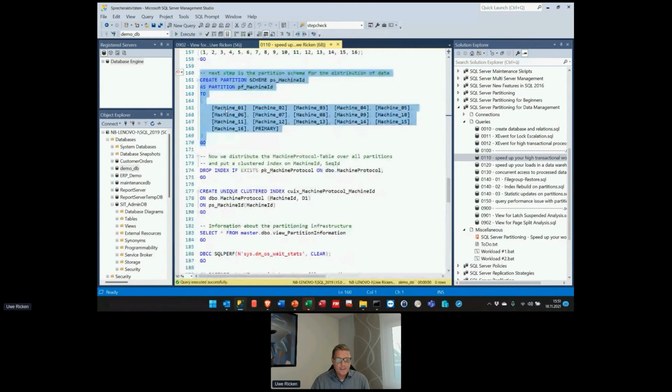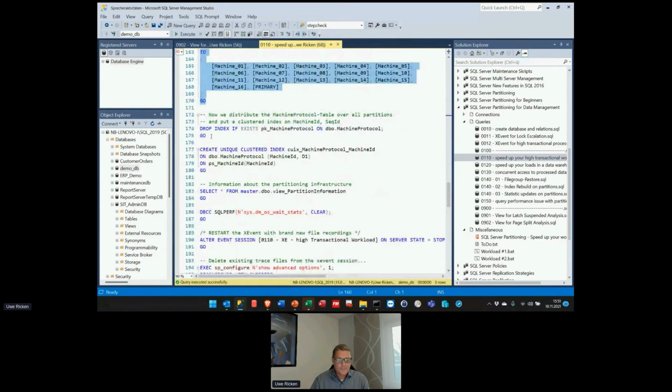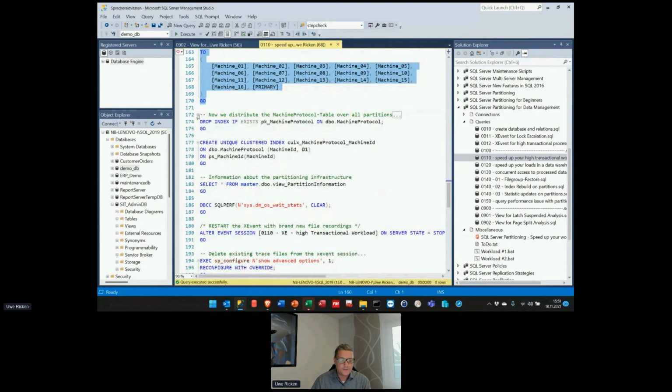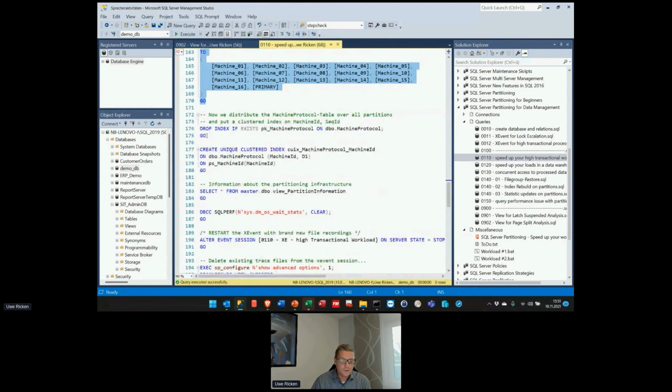That's done. And the next step then is that I first need to drop my index, because actually my index is on just one file group. And here you see how SQL Server will implement the partitioning strategy. Okay, so I now create my unique clustered index based on the machine ID. So this is the first order criteria, and the date time, or the timestamp, is the second one.